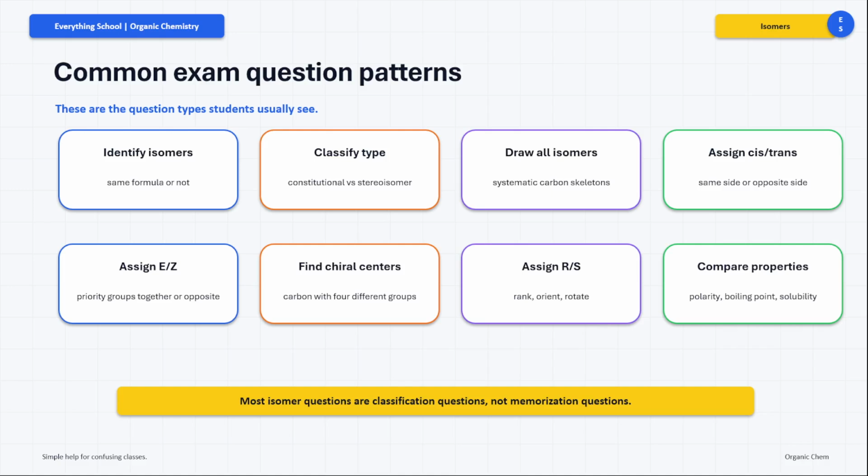You might be asked to find chiral centers. You might be asked to determine whether a molecule is chiral or achiral. You might be asked to identify enantiomers and diastereomers. And you might be asked to assign R or S. The trick is not to memorize every possible drawing. The trick is to follow the same decision process every time.